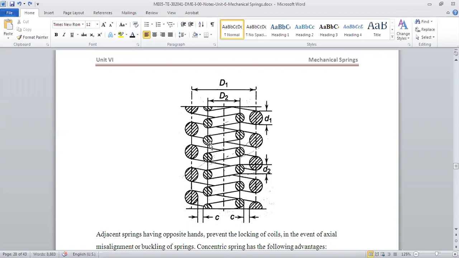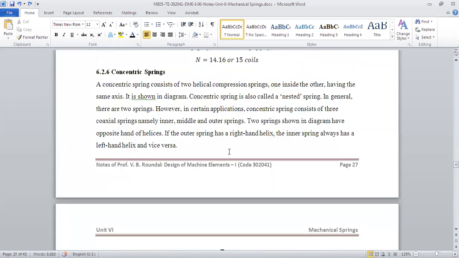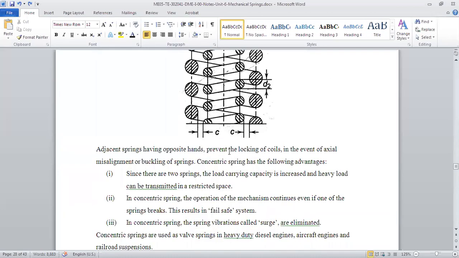It might go inside the gap, and because of that, when the load comes, they will touch each other, and there will not be a gap, and the spring will not work as it is supposed to. That is called locking of the spring. So generally, to avoid the locking of the coils, we will use opposite helix for the concentric spring. Now, why are concentric springs required?